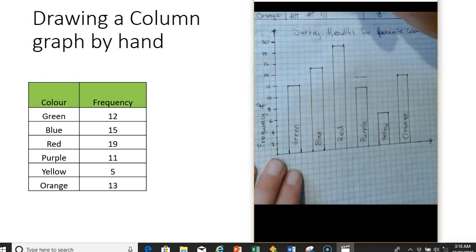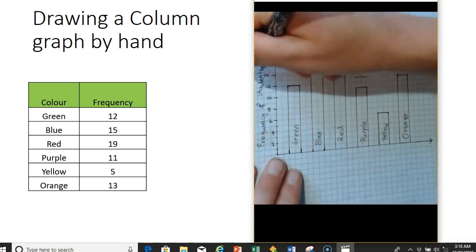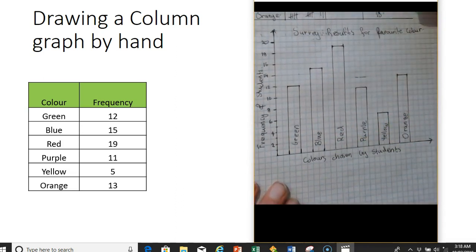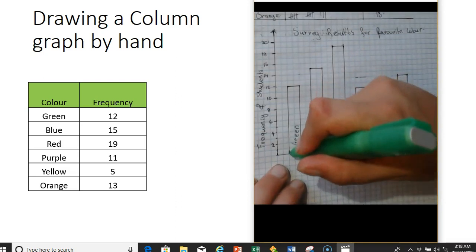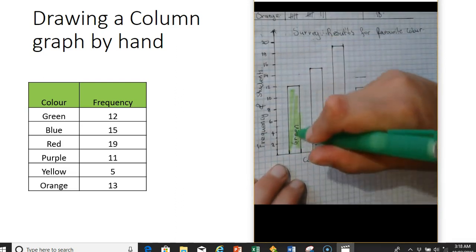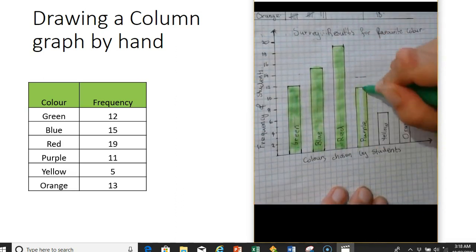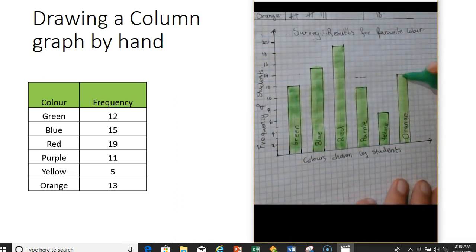And we've labeled both axes. And this is an optional part, but I've colored in the columns so they stand out and it's easier for someone to read.